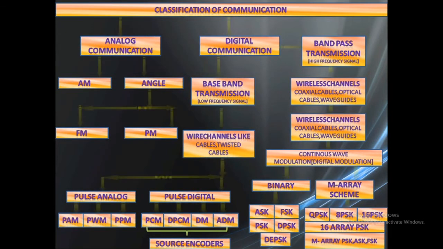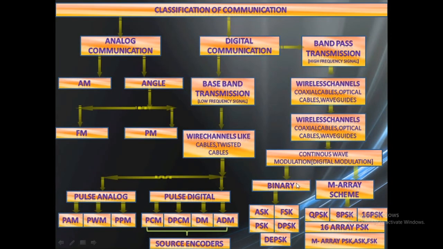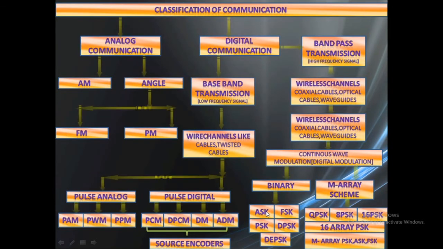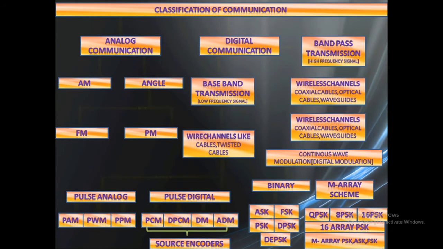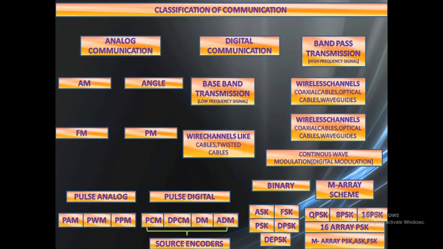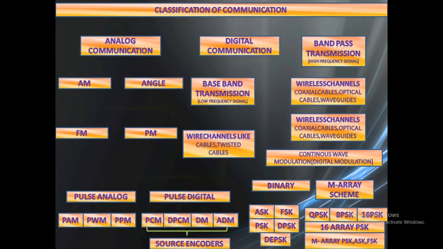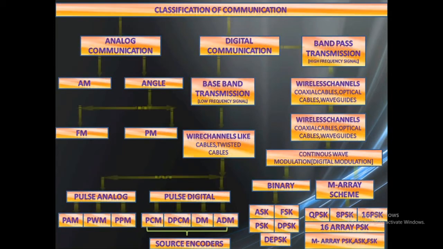Again, the modulation is divided into two types: binary and M-ary schemes. In binary, there are 5 techniques: ASK, FSK, PSK, DPSK, and DEPSK. ASK means amplitude shift keying, FSK means frequency shift keying, PSK means phase shift keying, DPSK means differential phase shift keying, and DEPSK means differentially encoded phase shift keying.